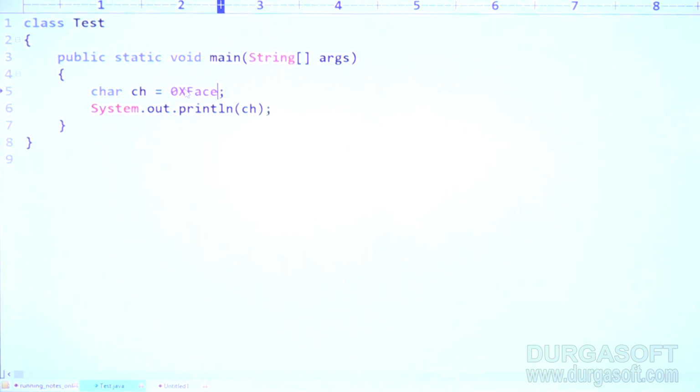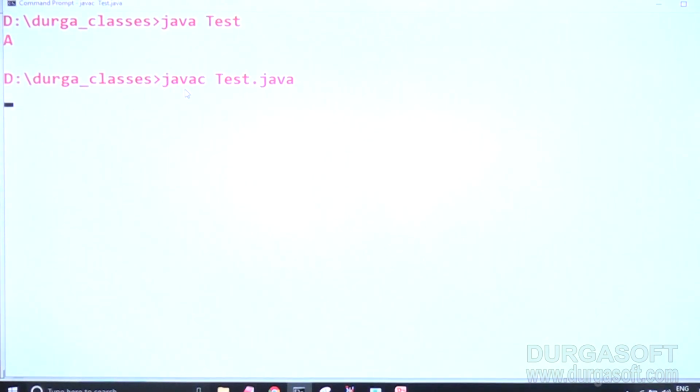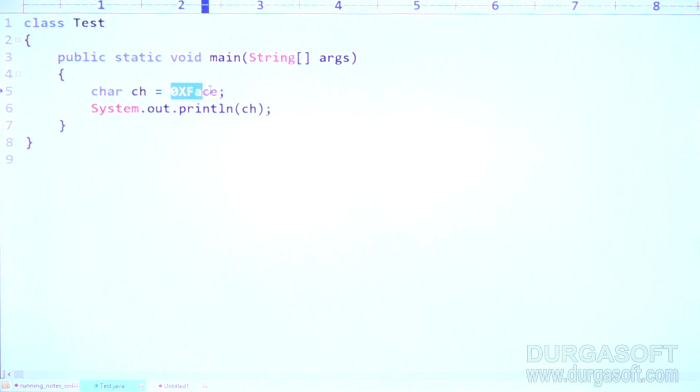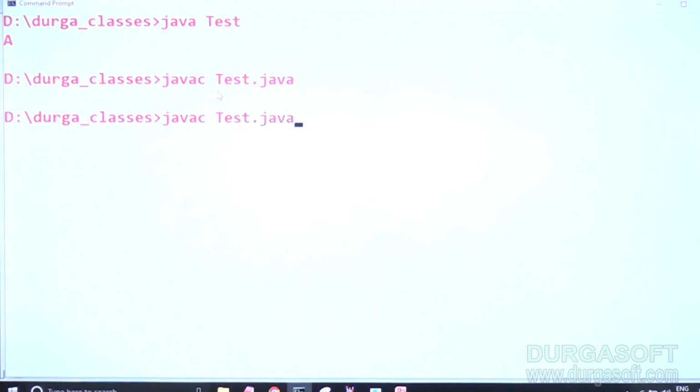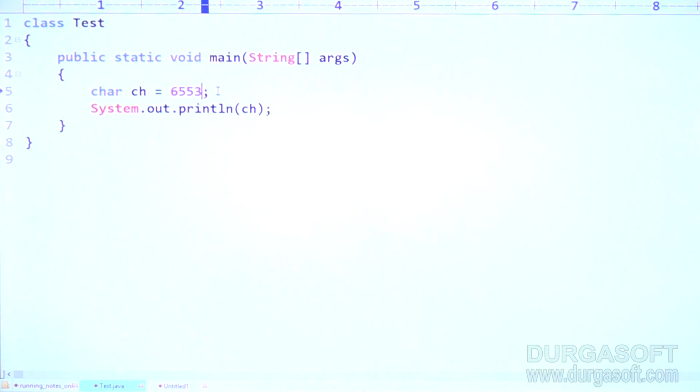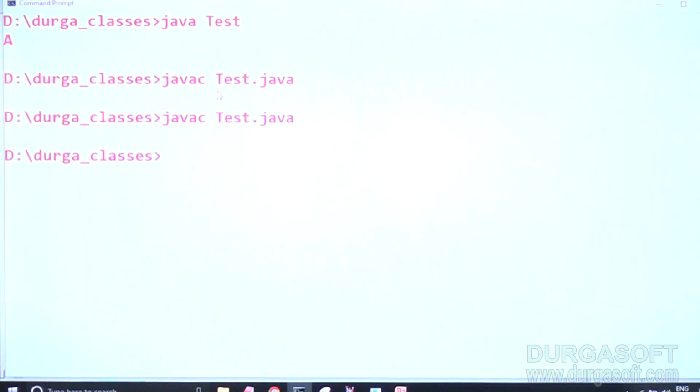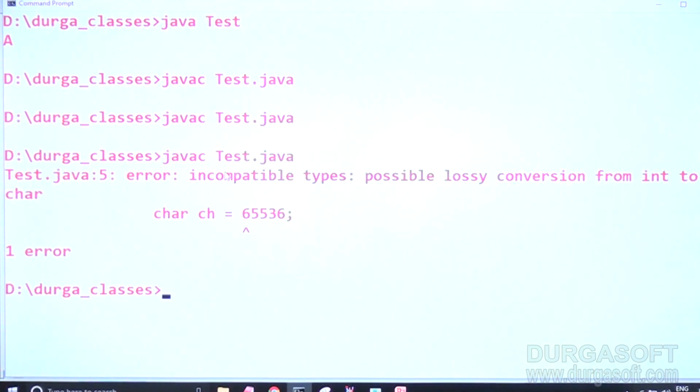Yes, valid, no problem at all. You are never going to face any problem. Acceptable. Next, char ch is equal to 65,535. Yes, acceptable. We are not seeing any problem. But char ch is equal to 65,536. What is the answer we are getting, sir?